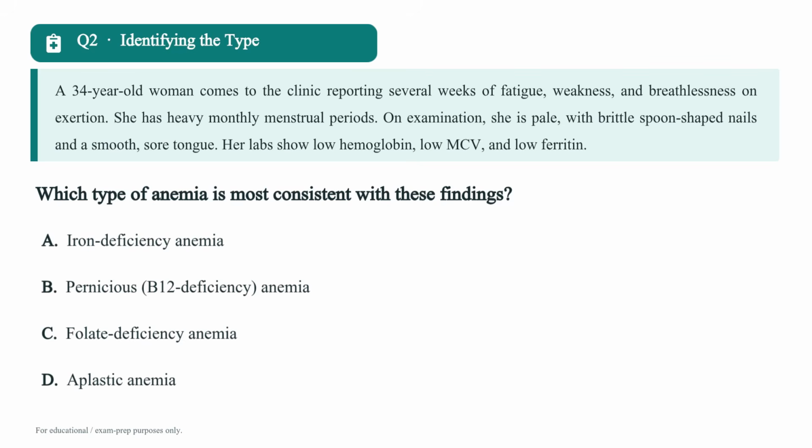Question 2. Identifying the type. A 34-year-old woman comes to the clinic reporting several weeks of fatigue, weakness, and breathlessness on exertion. She has heavy monthly menstrual periods. On examination, she is pale, with brittle spoon-shaped nails and a smooth, sore tongue. Her labs show a low hemoglobin, a low MCV, and a low ferritin. Which type of anemia is most consistent with these findings? A. Iron deficiency anemia. B. Pernicious B12 deficiency anemia. C. Folate deficiency anemia. D. Aplastic anemia. Pause and choose.